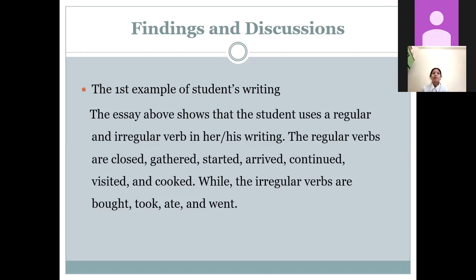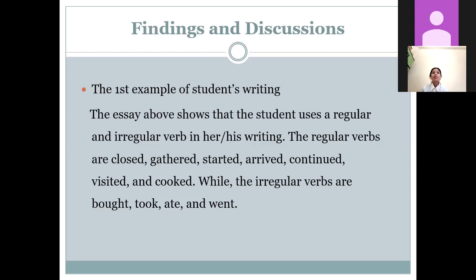For example, in the first example of the students' writing, the regular verbs found are closed, gathered, started, arrived, continued, visited, and cooked. Those verbs follow the spelling rule of words ending in E, which is added by D. For example, verb 1 is close, then it changes to verb 2, closed.